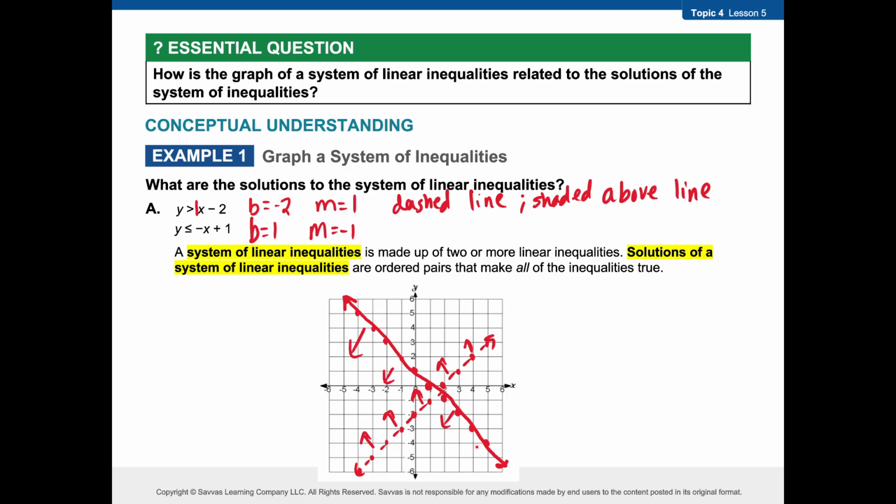If you're using two different colors, where the two colors come into contact, or where my two arrows meet, is all in this corner. So any ordered pair in this area, or any ordered pair on the solid line, will work for both inequalities. That would be the solution of that system of linear inequalities. It's any ordered pair that makes all the inequalities true.